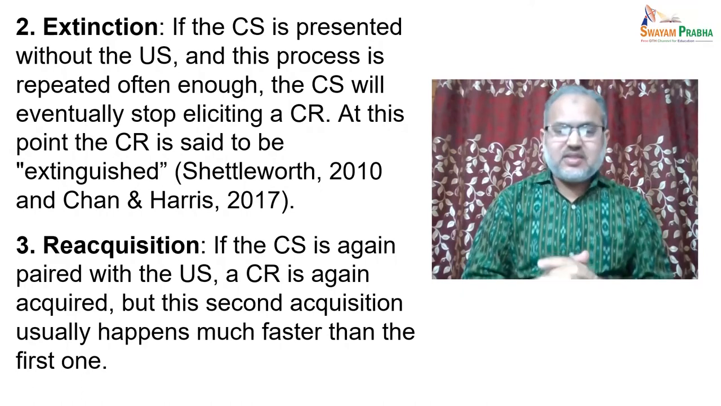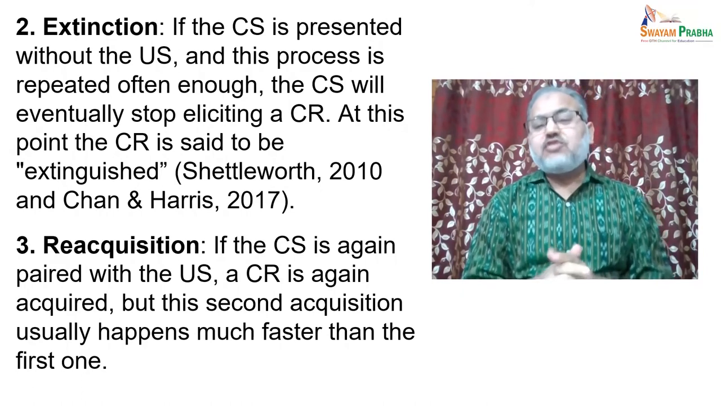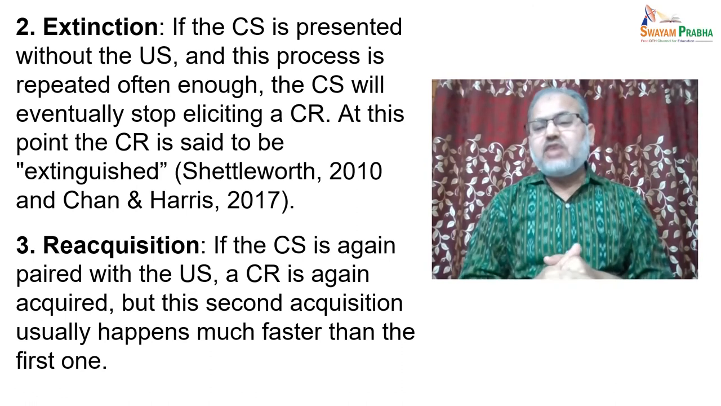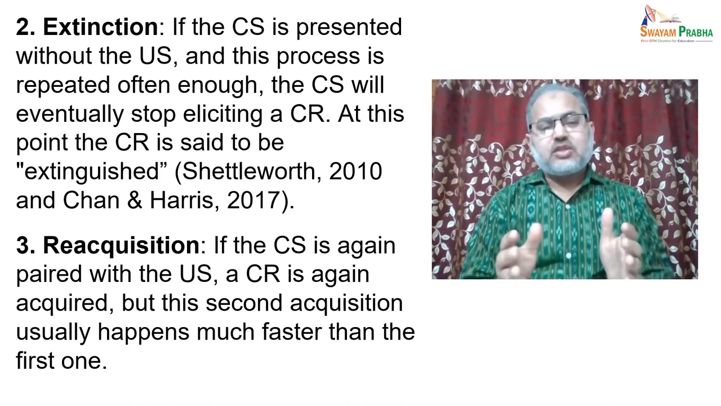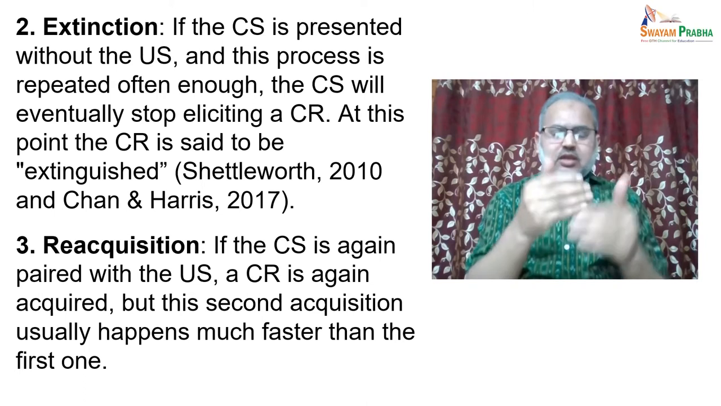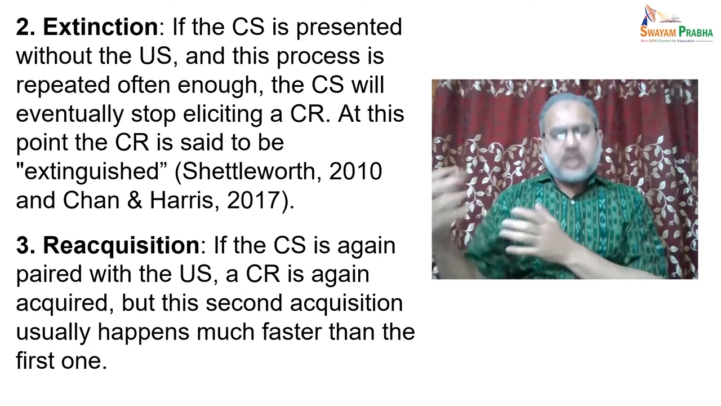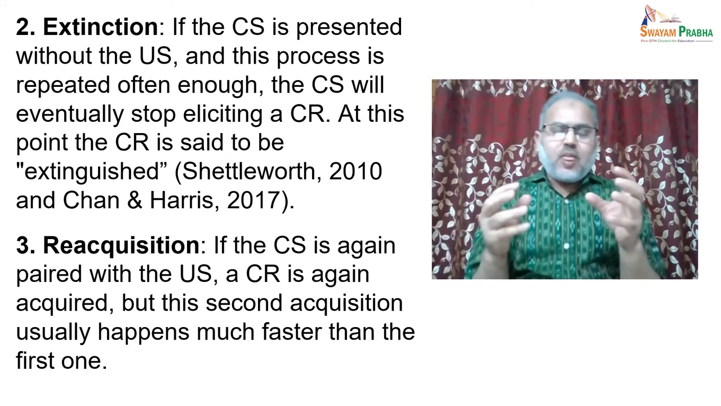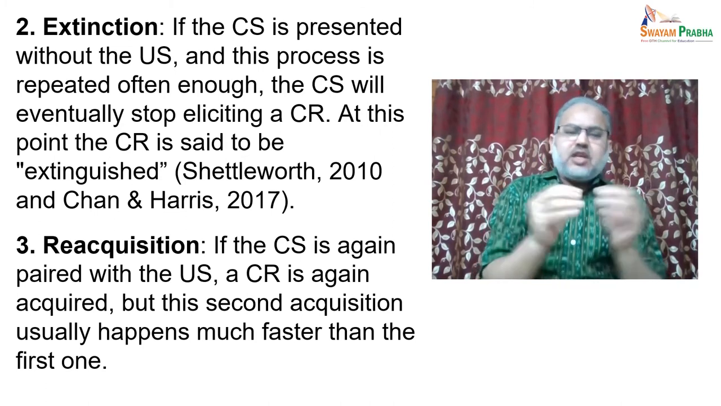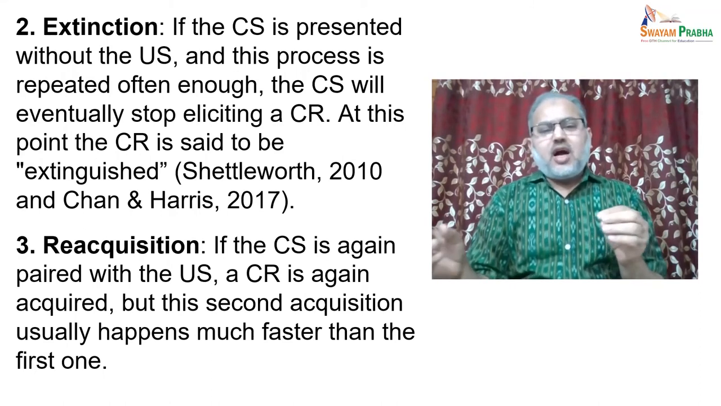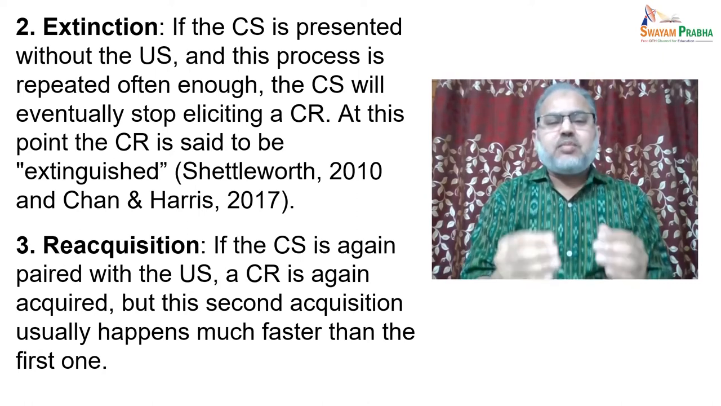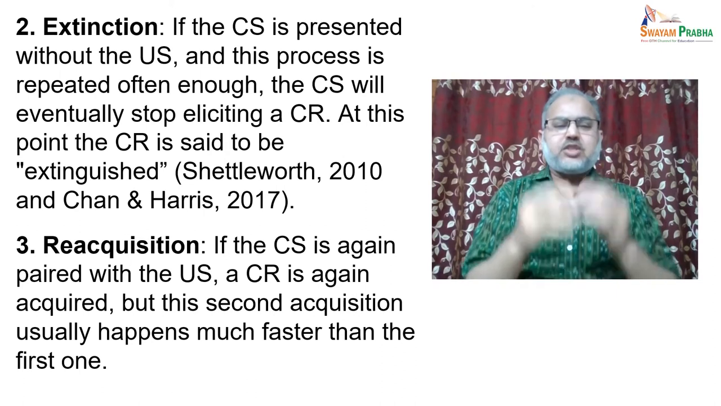The second one is extinction. If the conditioned stimulus is presented without the unconditioned stimulus, and this process is repeated often enough, the CS will eventually stop eliciting a conditioned response. As we have discussed, the pairing of the unconditioned stimulus, food, with the bell resulted in salivation, the production of saliva. So the dog learned to salivate just on the presence of the bell. But if this relationship between conditioned stimulus and conditioned response is continued for a long time, then a time will come when the dog forgets to salivate on the presence of the bell only.